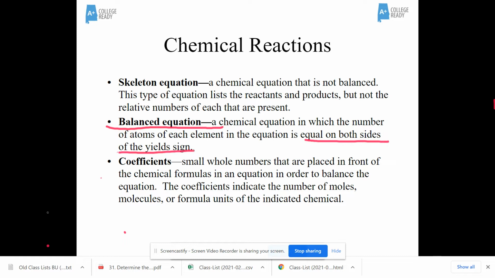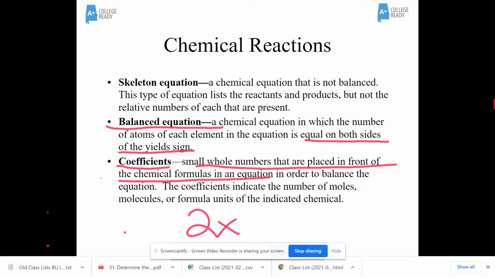All right, now, we spent a ton of time learning how to write formulas. When you get over here to the equation, once you write a formula, you don't change it. We may have to change the number of things on both sides, but we don't change a formula. The way we change that number of things is what we call a coefficient. And it's just a small whole number in front of the formula. So it's very similar to what you have in math. So in math, if I write that term 2x, what does that term mean? 2 times x. Same thing here.